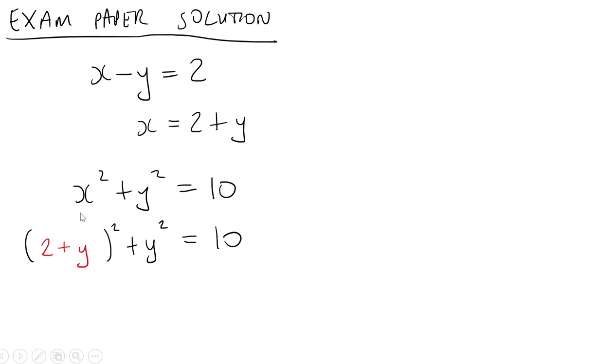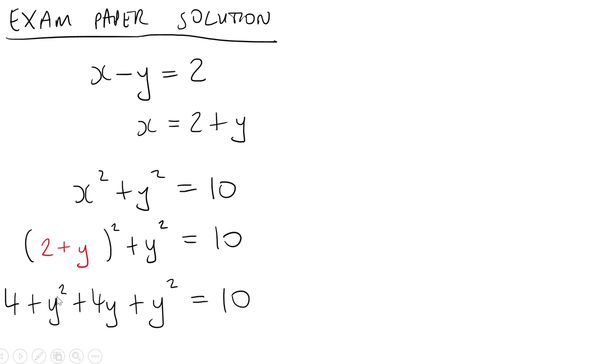Once you've got that done, you're going to square this out. So 2 squared is 4. Square the first: 2 squared is 4. Square the last: plus y to be squared is plus y squared. 2 times the first: 2 times 2 is 4, times y is 4y. Lovely. So square the first, square the last, 2 times the first times the last. Then we've got plus y squared equals 10.